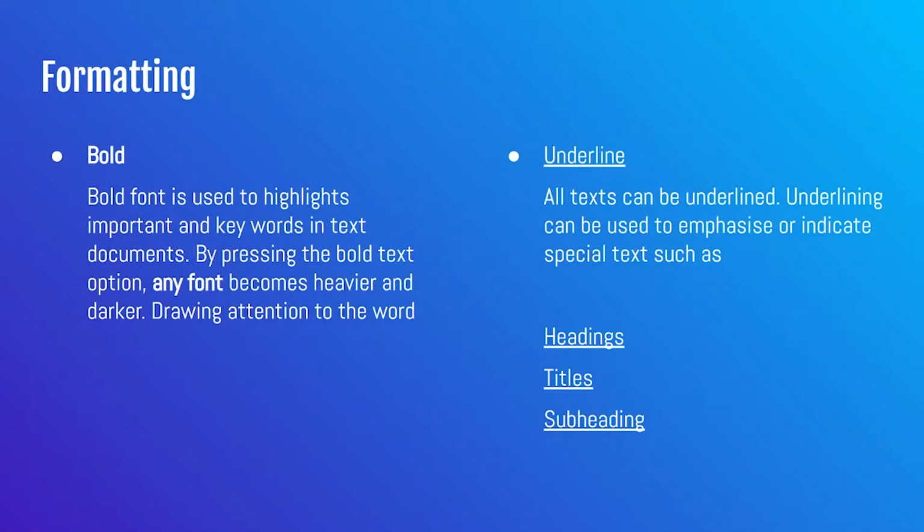Bold. Bold font is used to highlight important and key words in text documents. By pressing the bold text option, any font becomes heavier and darker, drawing attention to the word. Underline. All text can be underlined. Underlining can be used to emphasize or indicate special text such as headings, titles, and subheadings.